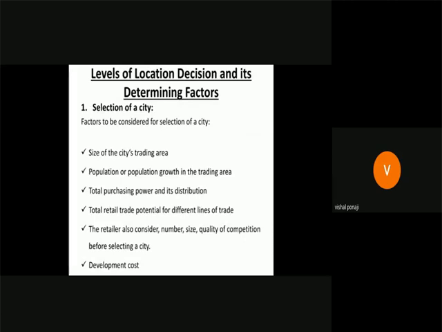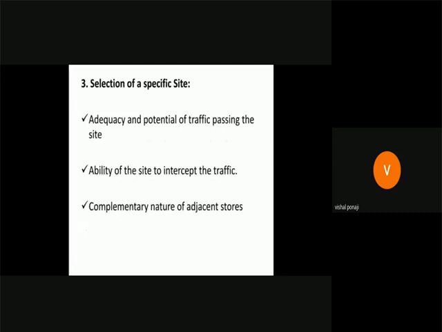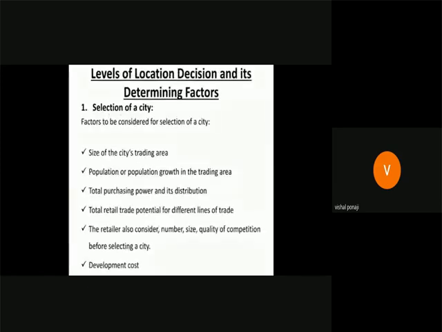There are certain levels of location decisions and certain determining factors related to them. There are three things: selection of a city, then within the city selection of an area, and once you have selected an area, a specific site. These three things play a very important role.